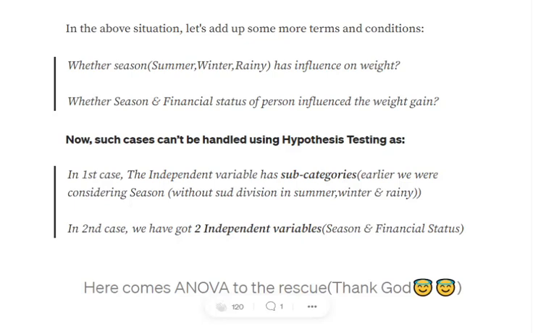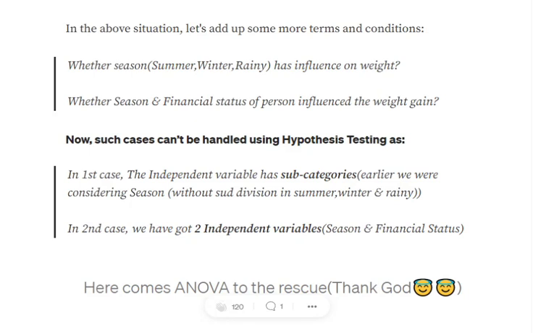Similarly, in the second condition, the question is whether season and financial status influence a person's weight gain. Here also you can see that we have two independent variables now and not just one. Earlier we had just season, now we have financial status also coming in, which is independent. So when we have multiple independent variables, you can't use hypothesis testing. We need to use the ANOVA method. So let's understand how this can be solved.